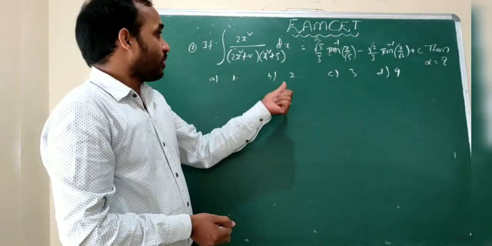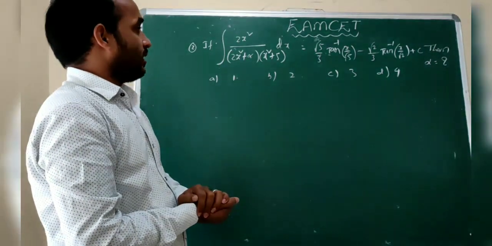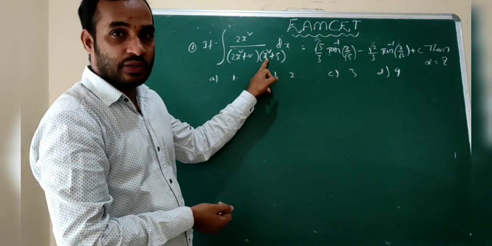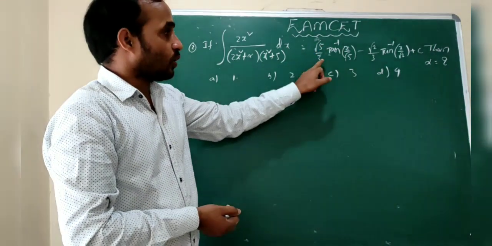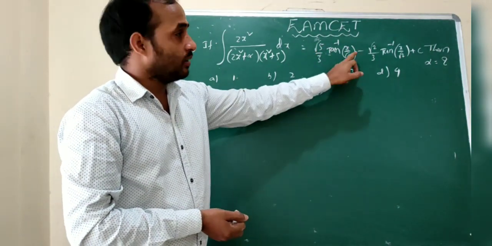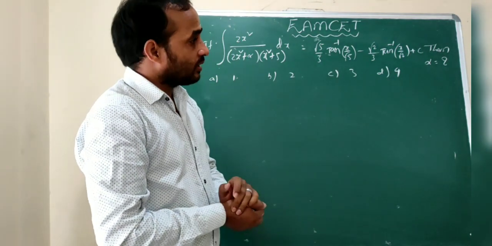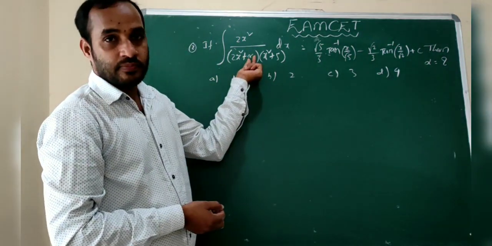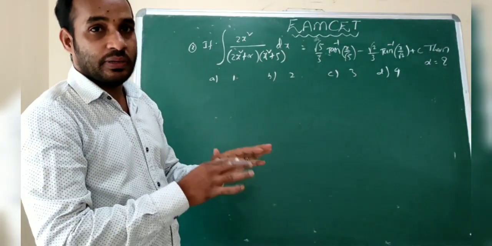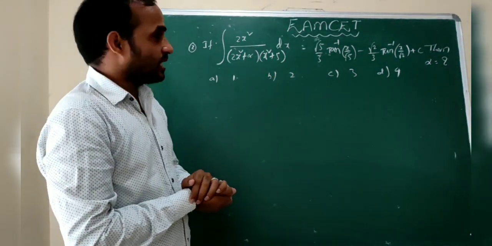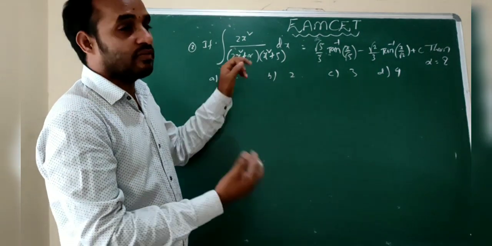So let us see one more problem. The integral of 2x square divided by (2x square plus alpha) into (x square plus 5) dx is equal to root 5 by 3 tan inverse x by root 5 minus root 2 by 3 tan inverse x by root 2 plus c. Then what is alpha? So how to solve? Here the complete solution has to be worked out, because there is no elimination, as the numbers are fixed, so alpha will be found.